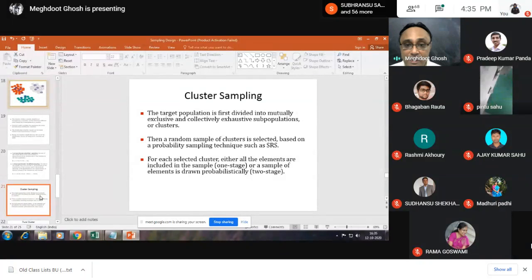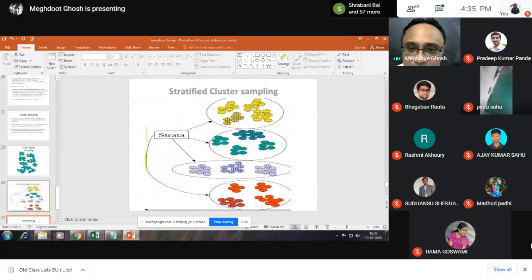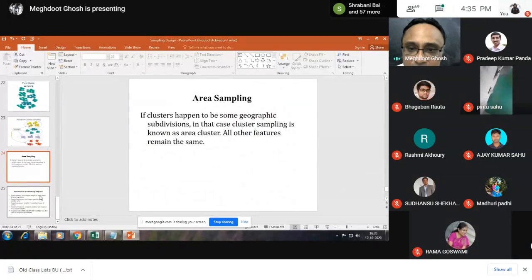Rather, the sample frames are nothing but individual clusters. So these clusters are selected, of course, randomly, and then we enter into the cluster, and then again I select things randomly. This is basically the clustering which is actually done. And if the clusters happen to be some geographic subdivisions, in that case, the cluster sampling is known as area cluster sampling. All other features remain the same.